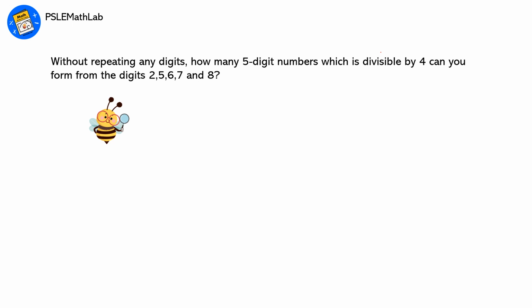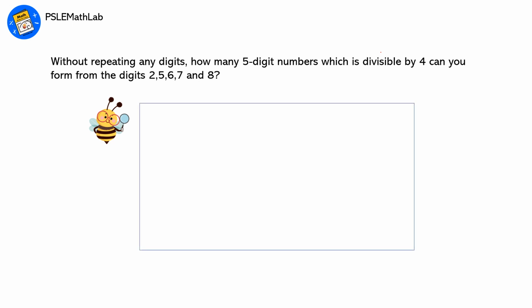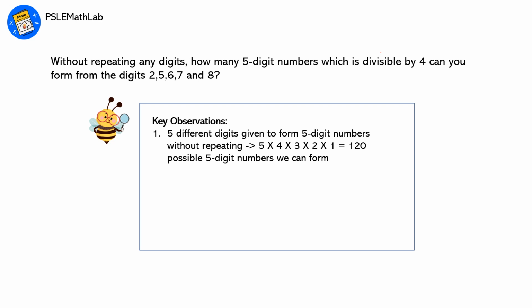Well, we can make some quick observations from reading the question. First, we are to form 5-digit numbers with 5 different digits. So the total combination of numbers which we can create without repeating can be calculated easily by multiplying 5, 4, 3, 2, and 1, which is equal to 120. This gives us a boundary, a range for the final answers, as only a subset of these 120 numbers is going to be divisible by 4.